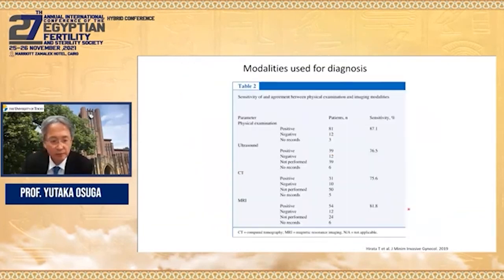And this table shows modalities and their sensitivity to detect umbilical endometriosis. A physical examination had a sensitivity of 87%, very good. As for the imaging modalities, MRI has the highest sensitivity of 81%.